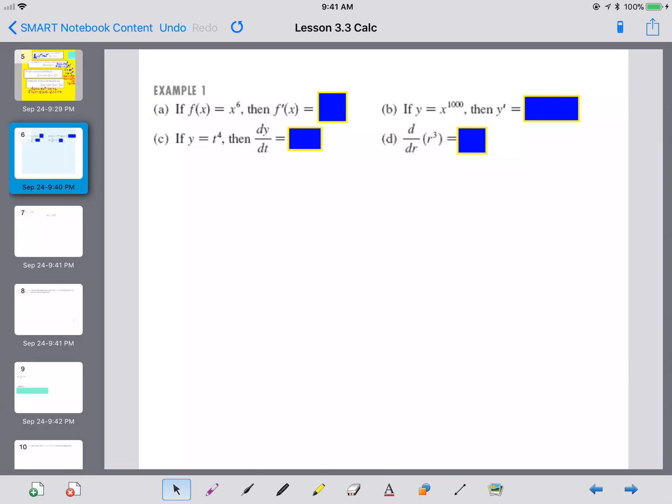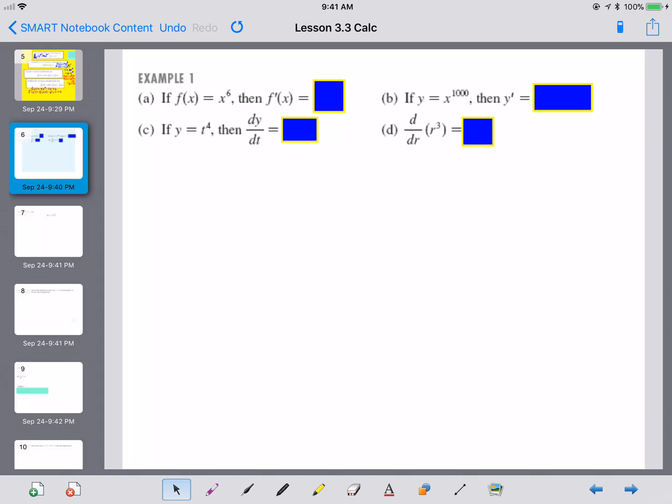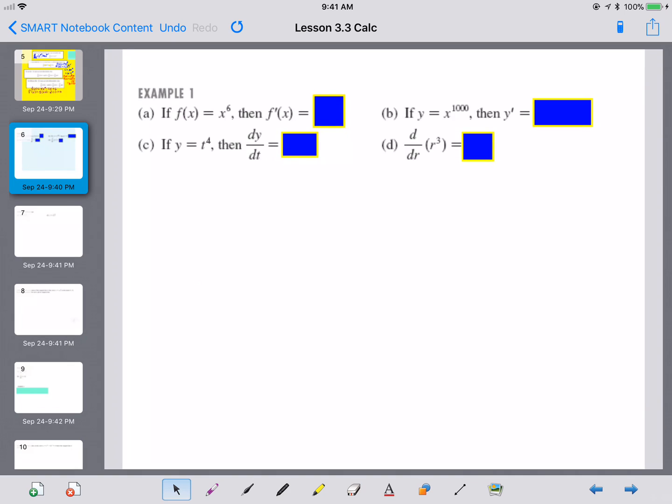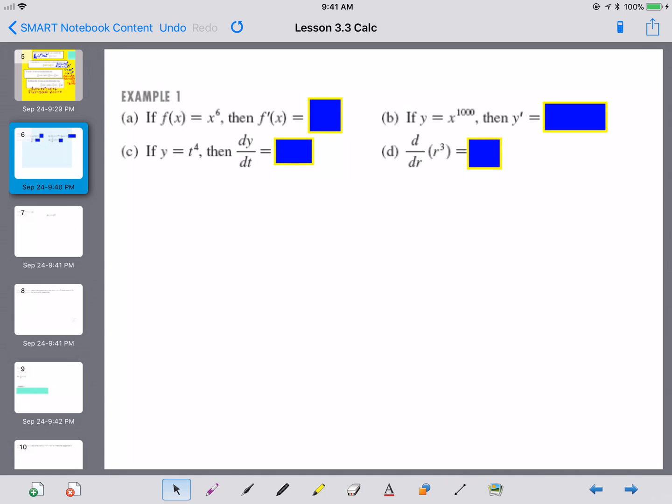So let's look at example 1. We've got 4 different ones we're going to practice. You'll notice, for example 1, we have power functions for each of these. Now they use different notation, but each one of these is just saying, hey, what's the derivative?